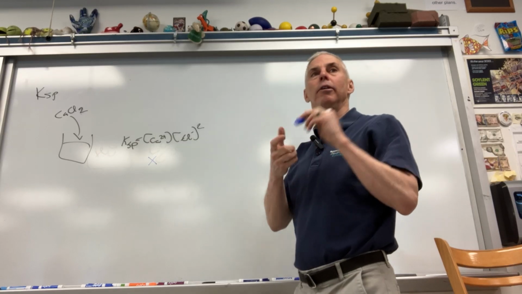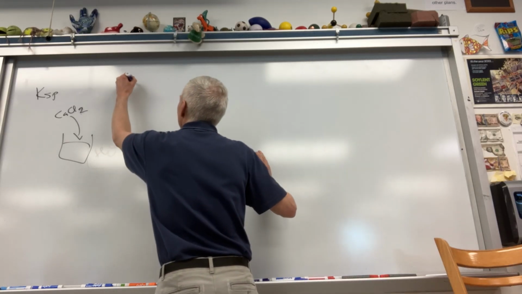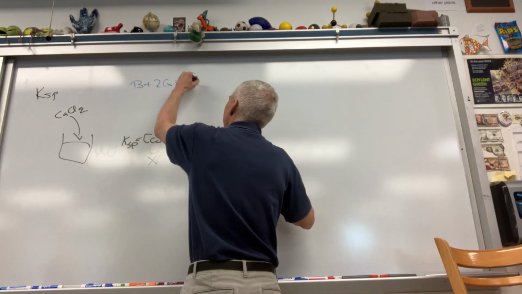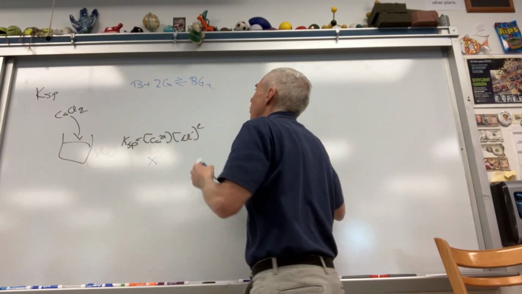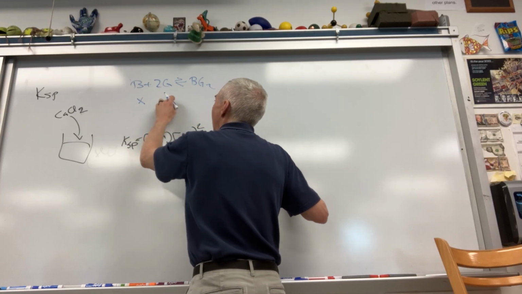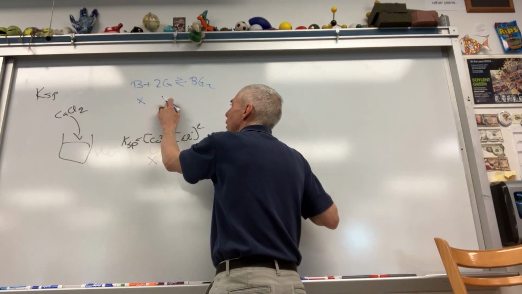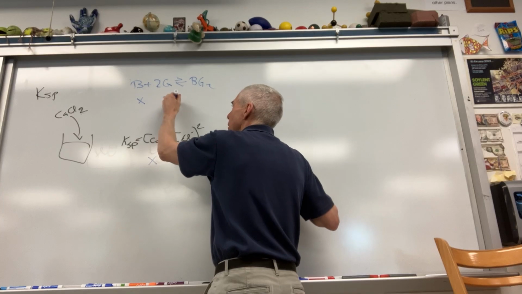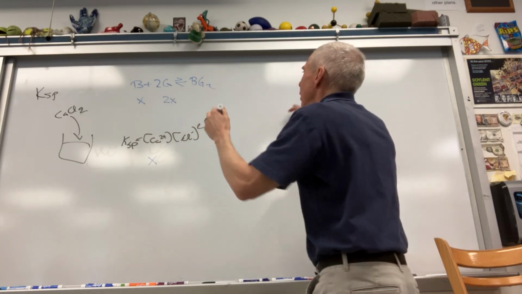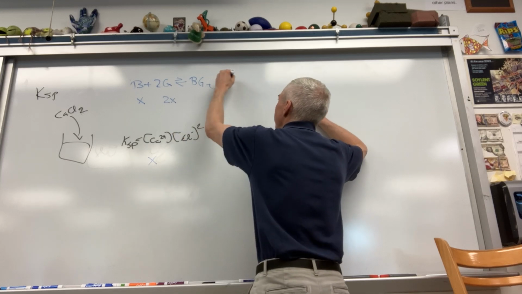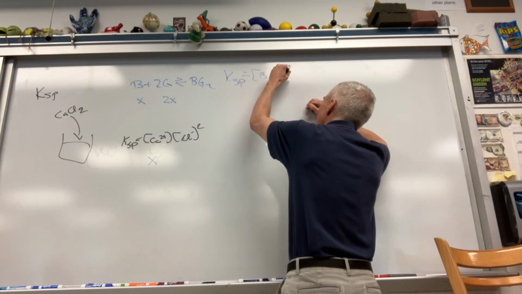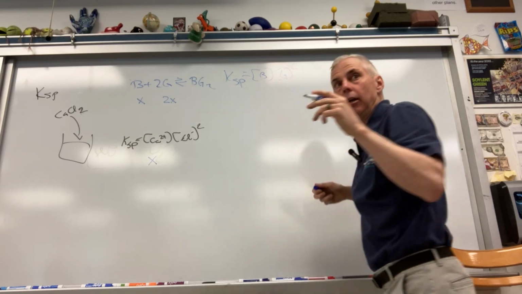Okay, now, there's the thing. I just talked about 2 girls for every boy, right? If I have 2 girls for every boy, I make this thing, whatever you want to call it. If the boys are X, how many girls are there? 2X. Now, if I make the KSP expression for this, it's going to be KSP is concentration of boys times concentration of girls squared, is it not?